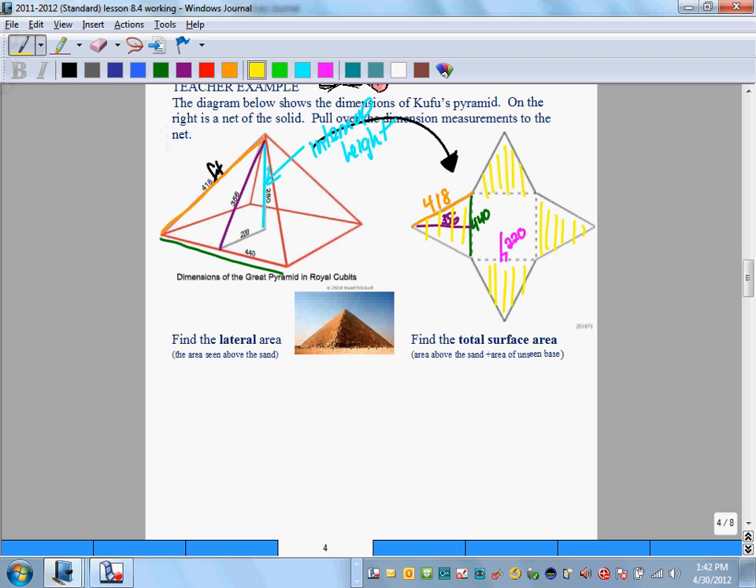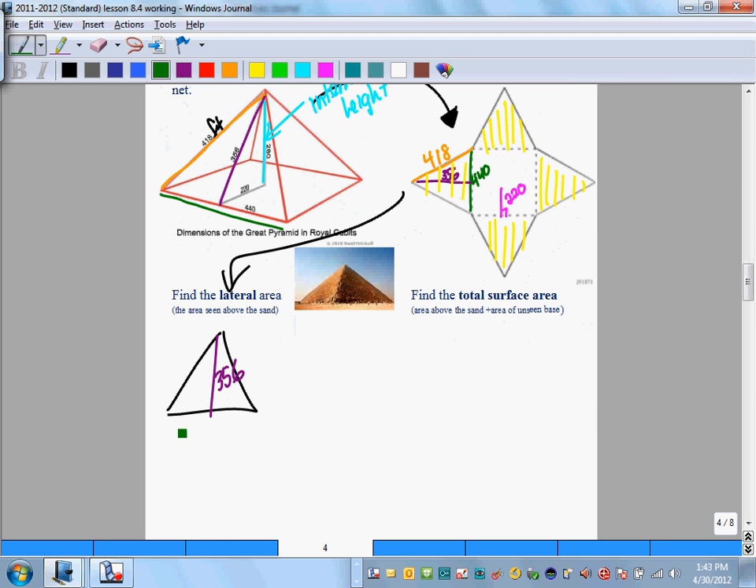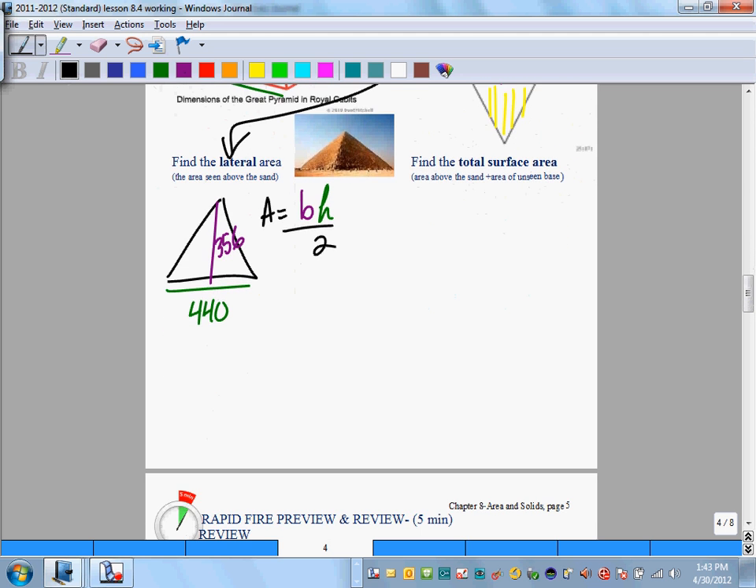I want you to calculate the lateral area. I'm going to draw a little arrow here. That's the area above the sand. You guys calculate the lateral area. Go. I'll give you about 1 minute as a team. Talk to each other, help each other. Move the decimal. How'd that work out for you?